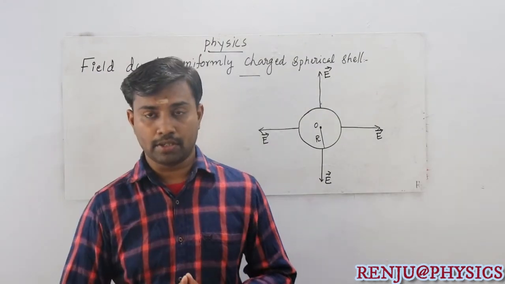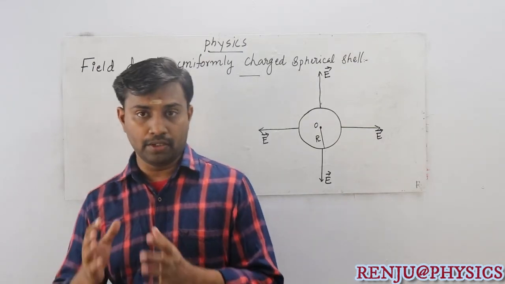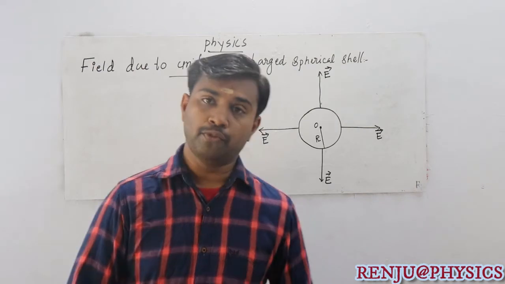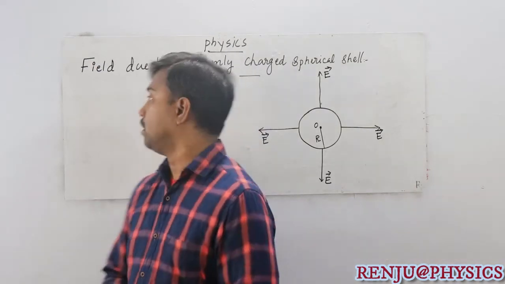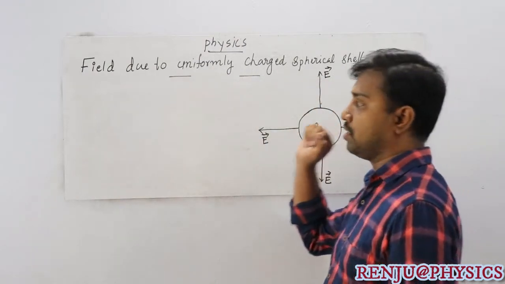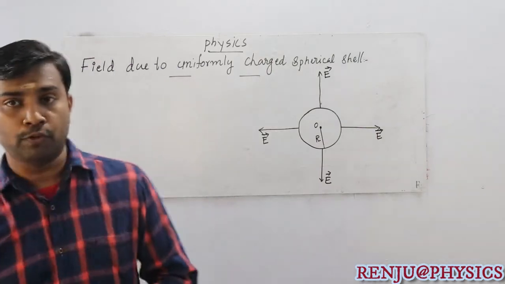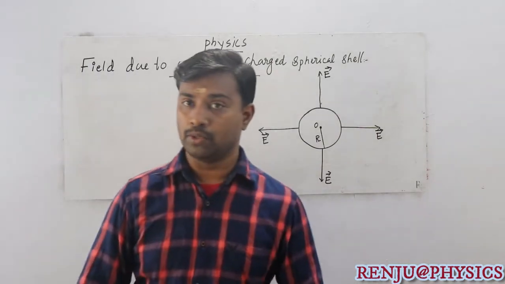Now we are going to discuss the third application of Gauss's law, the electric field due to a uniformly charged spherical shell. That is today's topic: the field due to a uniformly charged spherical shell, by applying Gauss's law.